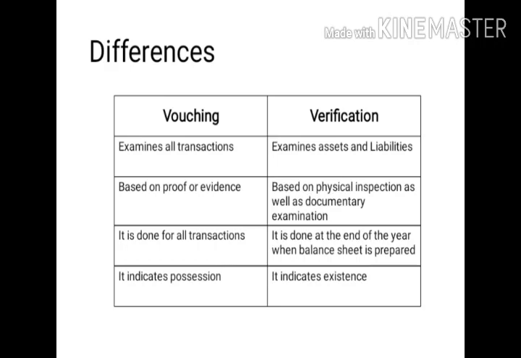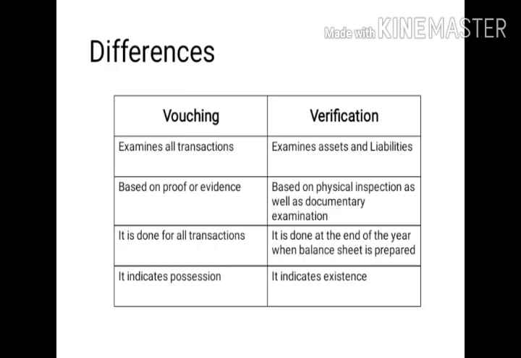Vouching examines the entries related to the transactions recorded in the books of accounts, but verification examines the assets and liabilities appearing in the balance sheet. Vouching is based on proof or documentary evidence, and verification is based on physical inspection of the assets and liabilities, as well as a documentary examination.